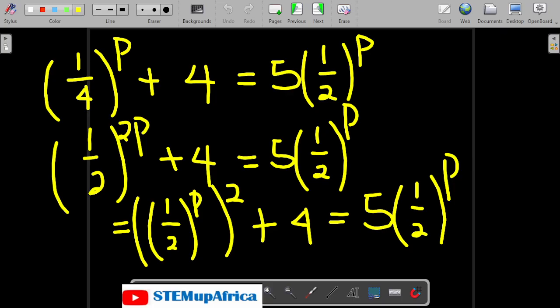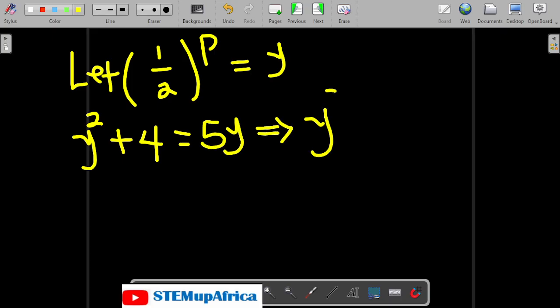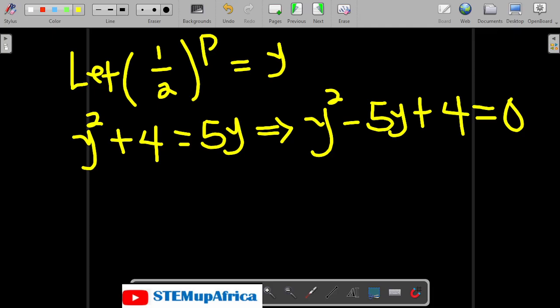So I'm going to have y squared plus 4 is equal to 5y. I can write this as y squared minus 5y plus 4 is equal to 0. So by merely looking at this expression, we know it is a quadratic equation. So we are going to think of two factors. If we multiply it, we have plus 4. If we add it, we have minus 5. The factors are minus 1 and minus 4.